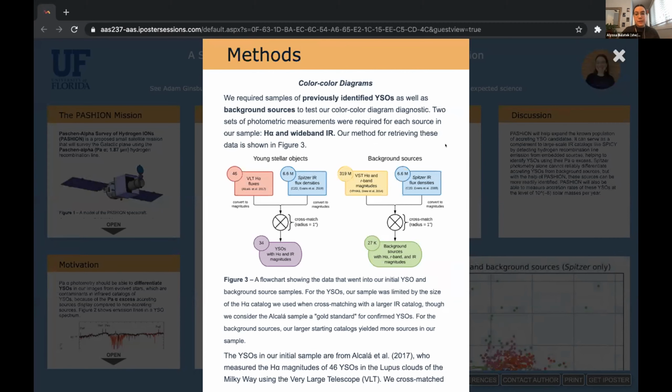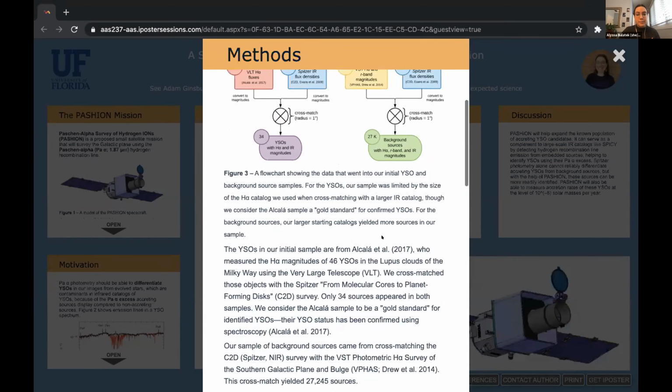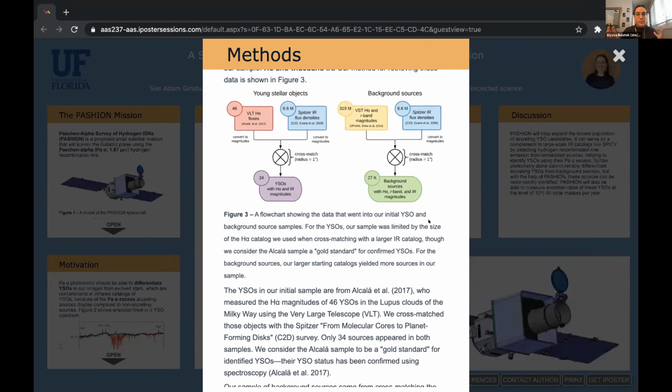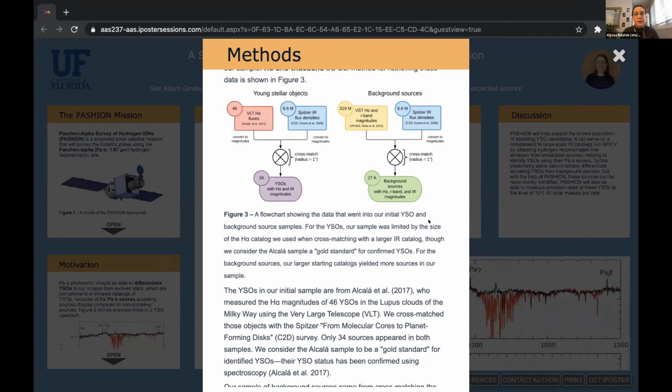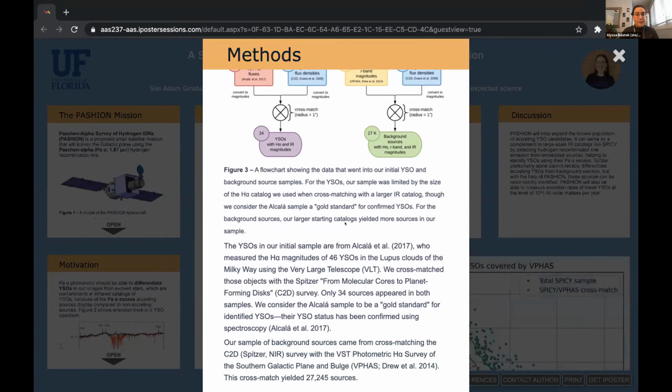And I have some flowcharts here showing how exactly we retrieved the data here in figure 3 and figure 4. But I'll quickly summarize by saying that we cross-matched several small and large catalogs to be able to get the requisite data for the different types of objects that we needed. For YSOs, we began with a small sample from Alcala et al. 2017 of on the order of 40 YSOs that were identified spectroscopically with the Very Large Telescope, the VLT.